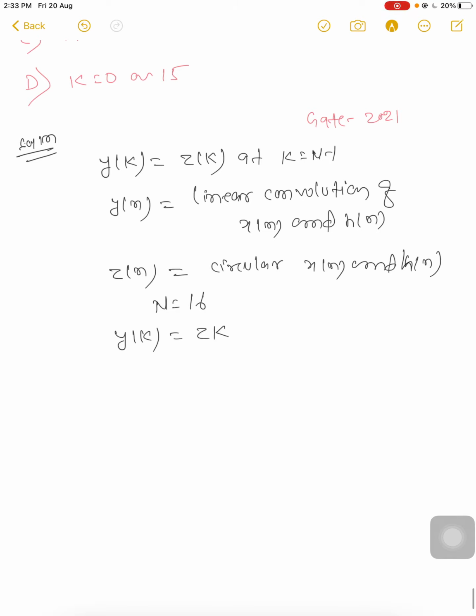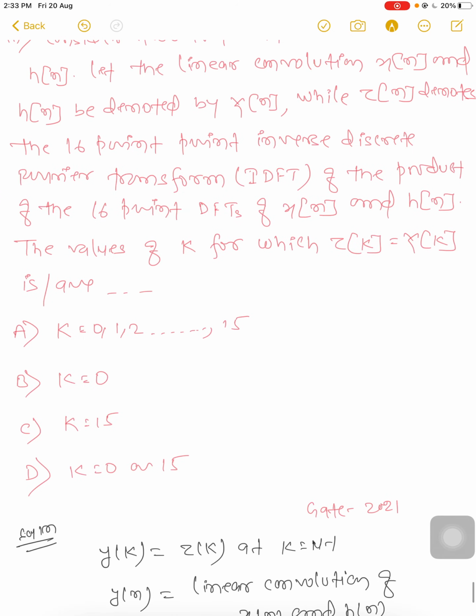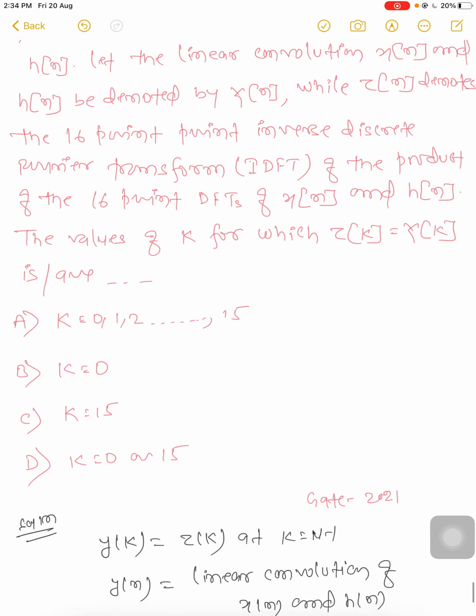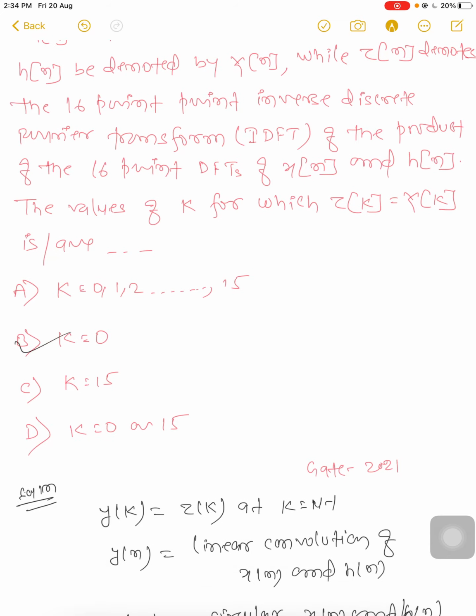And N is equal to 16. So y[k] is equal to z[k] at k equal to N-1, which is 15. So k will be 0 to 15, no, not 0 to 15, k is equal to 15. So option C will be the right answer. Okay, option C will be the right answer.